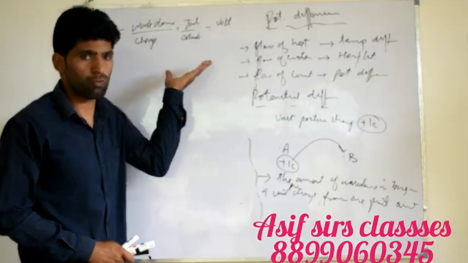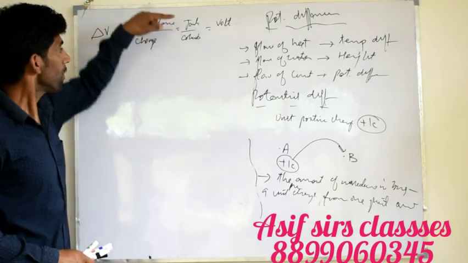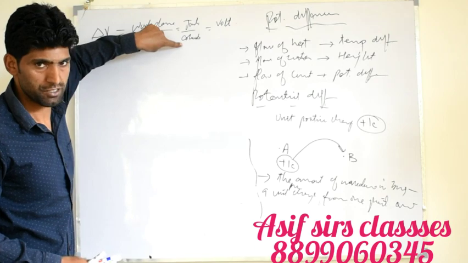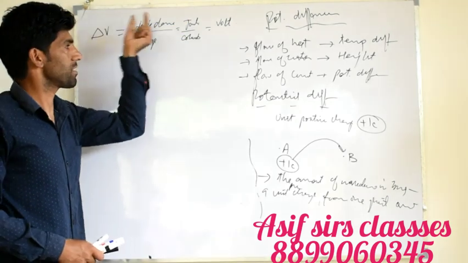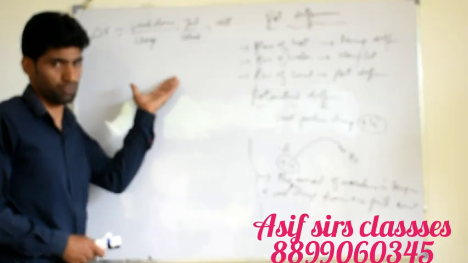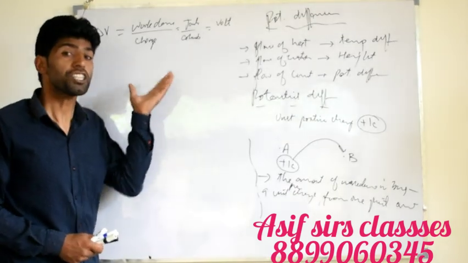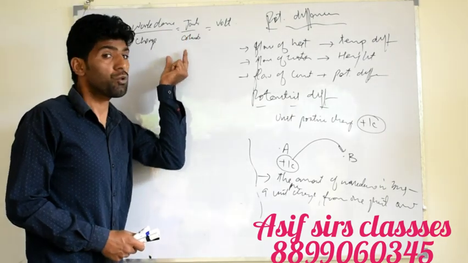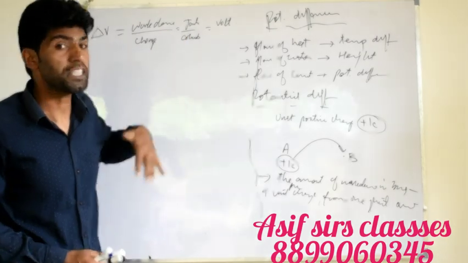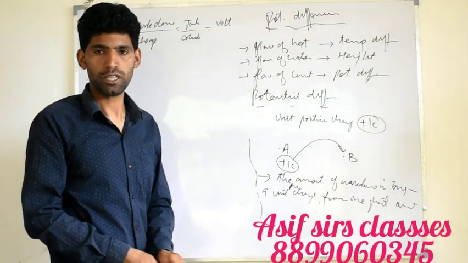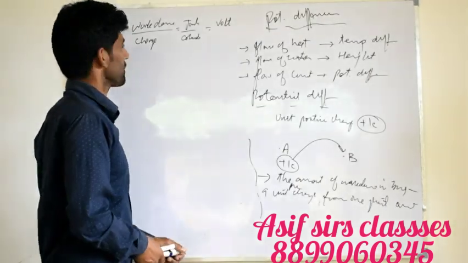If we have to define this volt, we can say when 1 joule of work is done on 1 coulomb of charge, that potential difference is said to be 1 volt. We can define 1 volt of potential difference: potential difference is said to be 1 volt when 1 joule of work is done in bringing a unit positive charge from one point to another point.